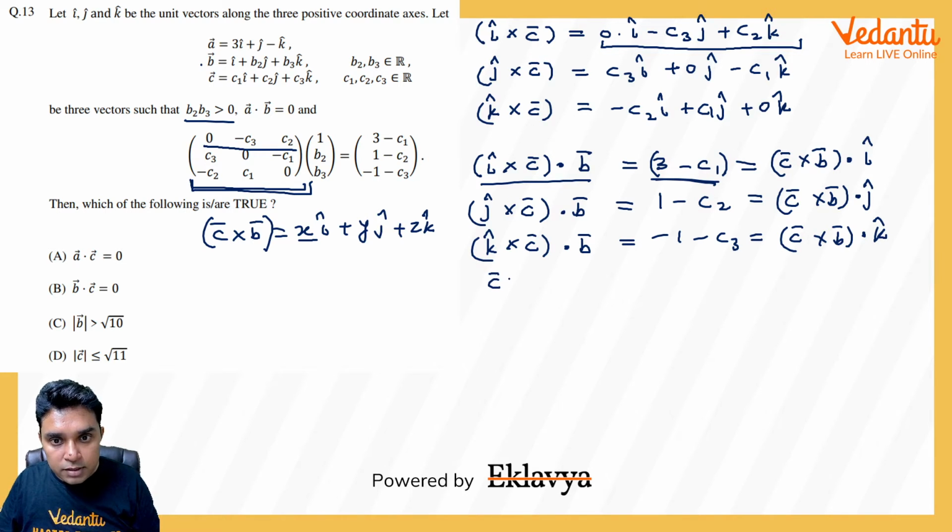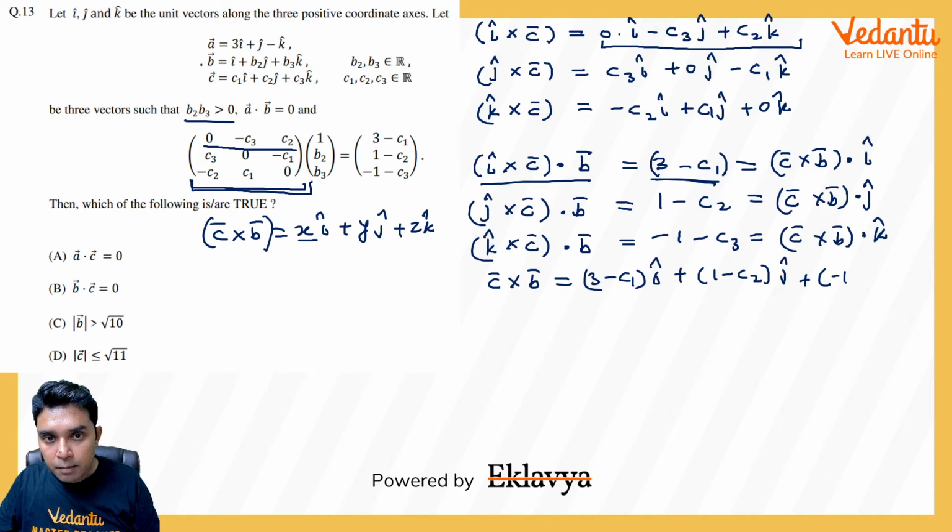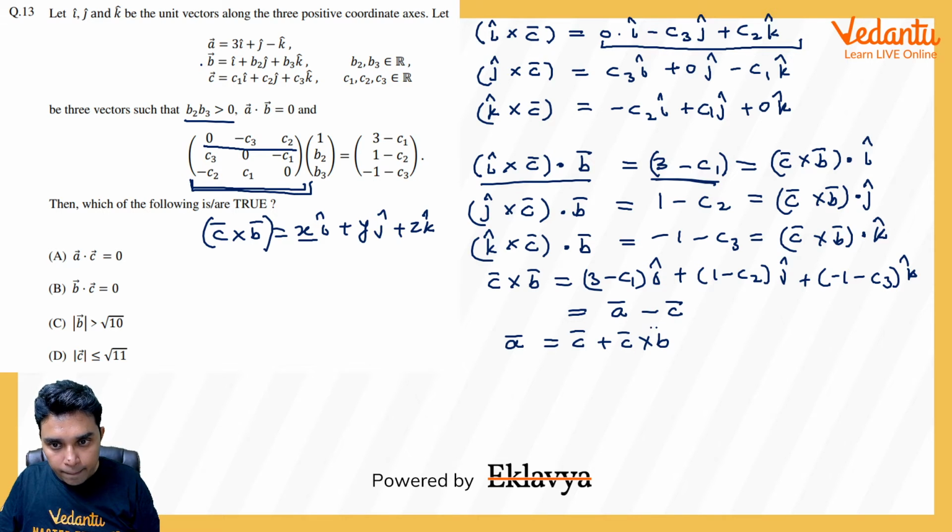So I think we have got C cross B to be equal to 3 minus C1 into I cap plus 1 minus C2 into J cap plus minus 1 minus C3 into K cap. And you can check, this is actually 3 I plus J minus K, which is vector A here, and minus, common, then it will be, I think, C vector here. So we have got A to be equal to C plus C cross B. Okay.